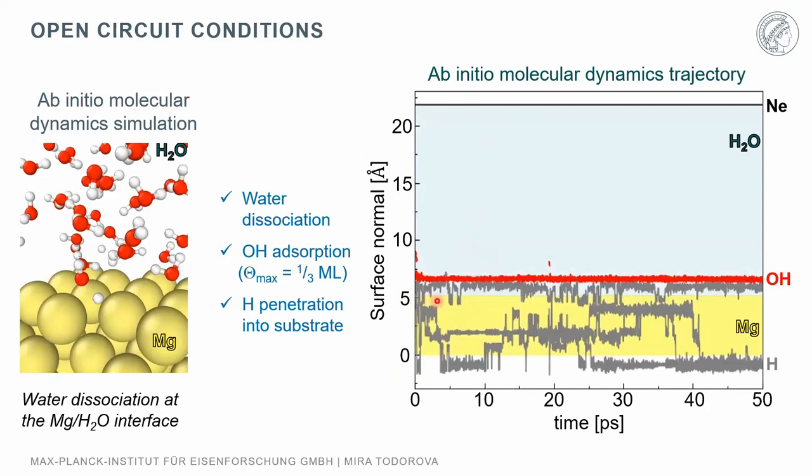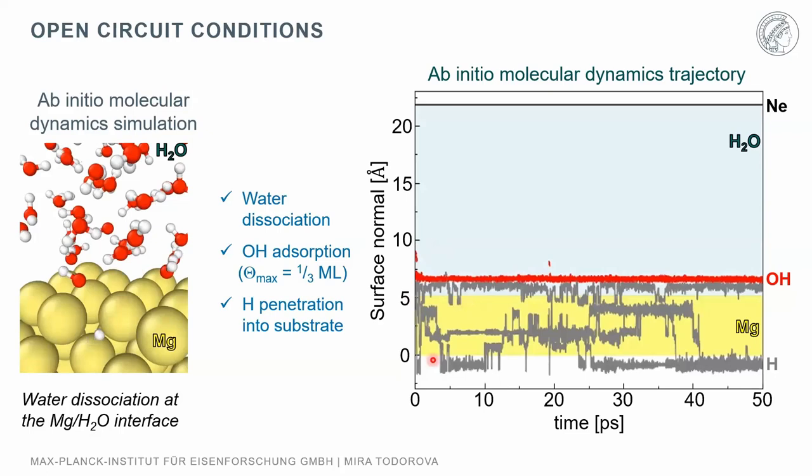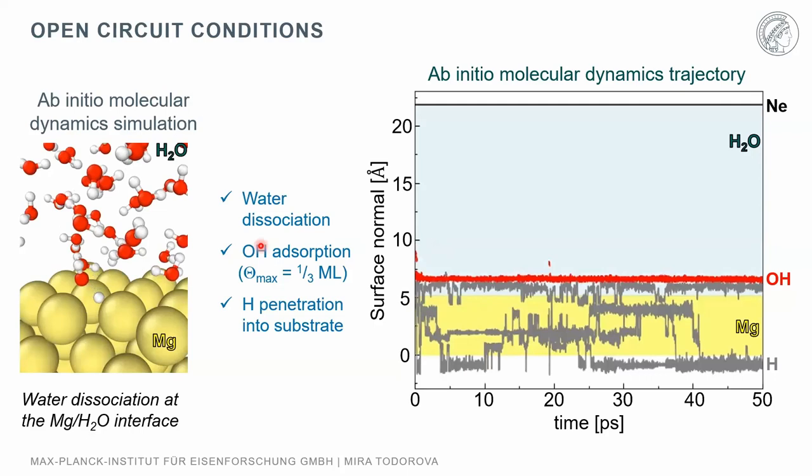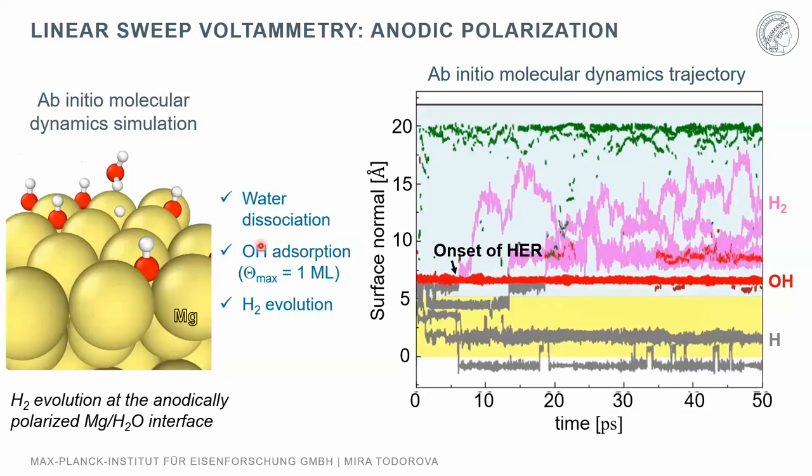We only leave the trajectories that are related to reactions. And what we see is that we do have water dissociation, and we have OH adsorbing to the surface. Some of the hydrogens penetrate into the slab, some stay on the surface. But we reach a maximum coverage of 1/3 monolayer, and this is also what people have found from thermodynamic studies, so we are consistent there. Now what we can do is to really apply a potential. I have removed all the water molecules that are just there, and left only the ones that are really participating in the reaction.